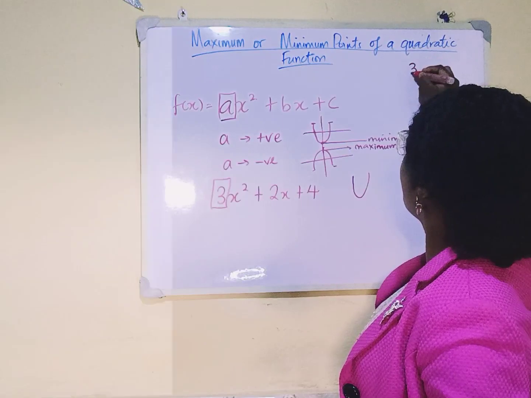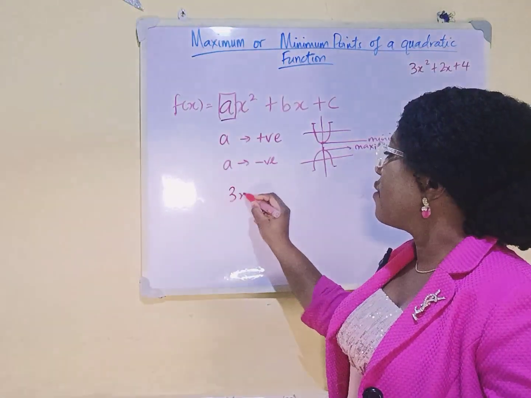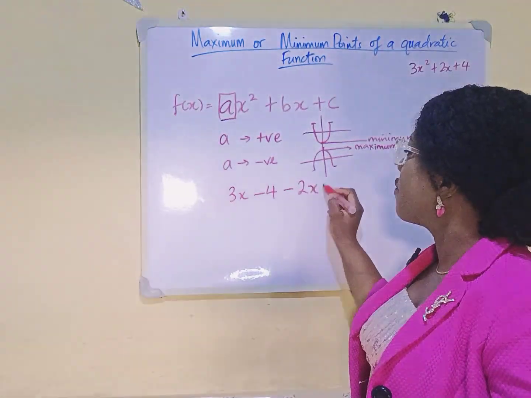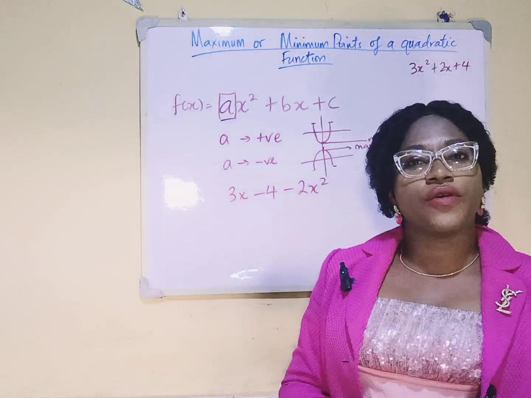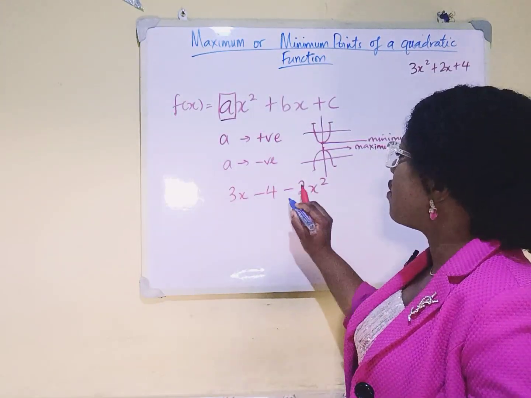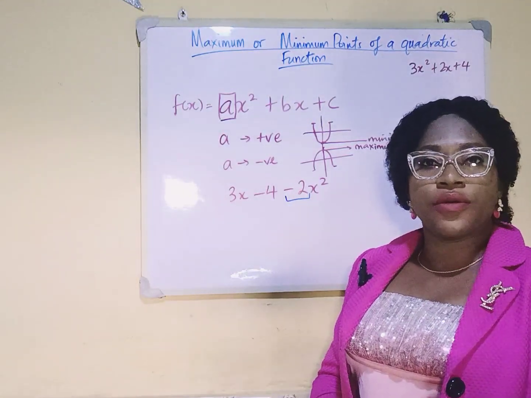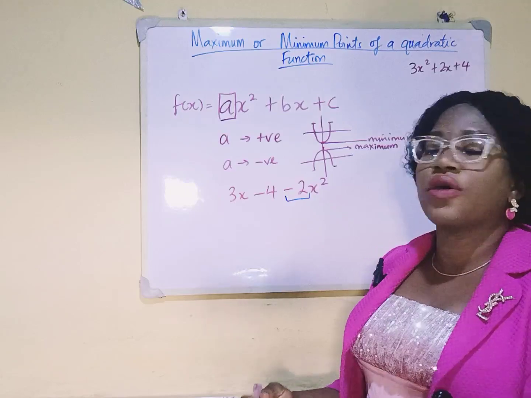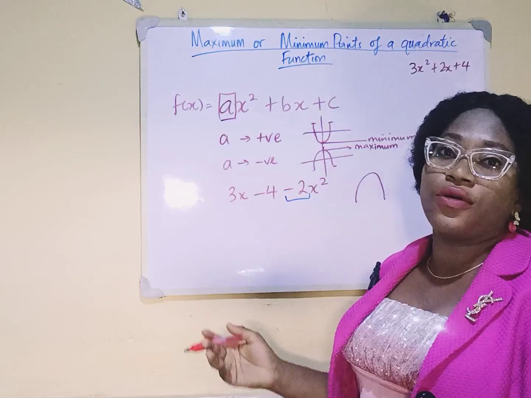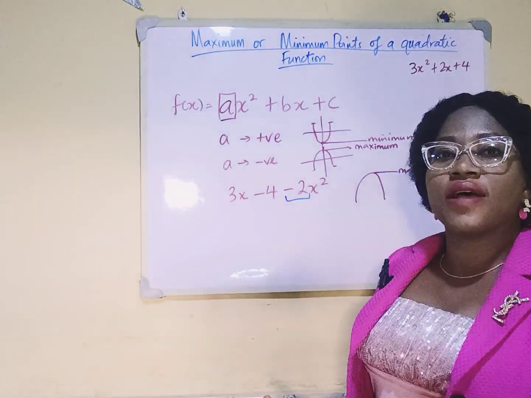Let's keep this. If A is negative, for example, I'm given a function 3x minus 4 minus 2x squared. I need to check for the coefficient of x squared. Here we can easily see that the coefficient of x squared is minus 2. This is a negative value, so I am sure that it's going to look like an N, and it's going to have a maximum. So the turning point here will be a maximum. Okay, so those are the basics.